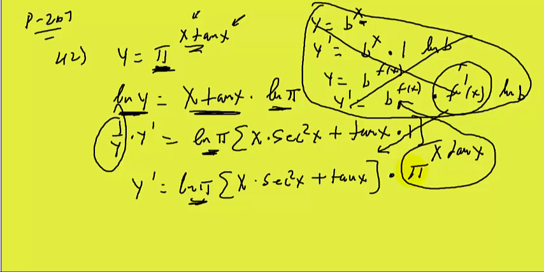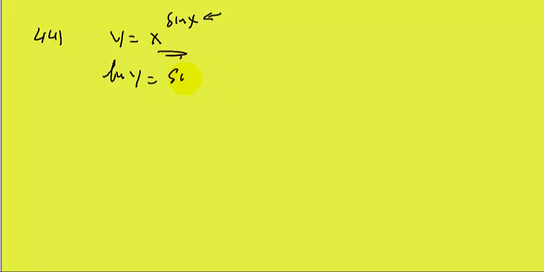All right, let's do 44. Similar concept. This is number 44, and y is equal to x to the sine of x. As soon as I see a variable in the exponent, there it is. I want to ln, because derivatives of ln are easy. So I'm going to ln the left side. Then when I ln the right side, I'm going to get sine of x times ln of x.